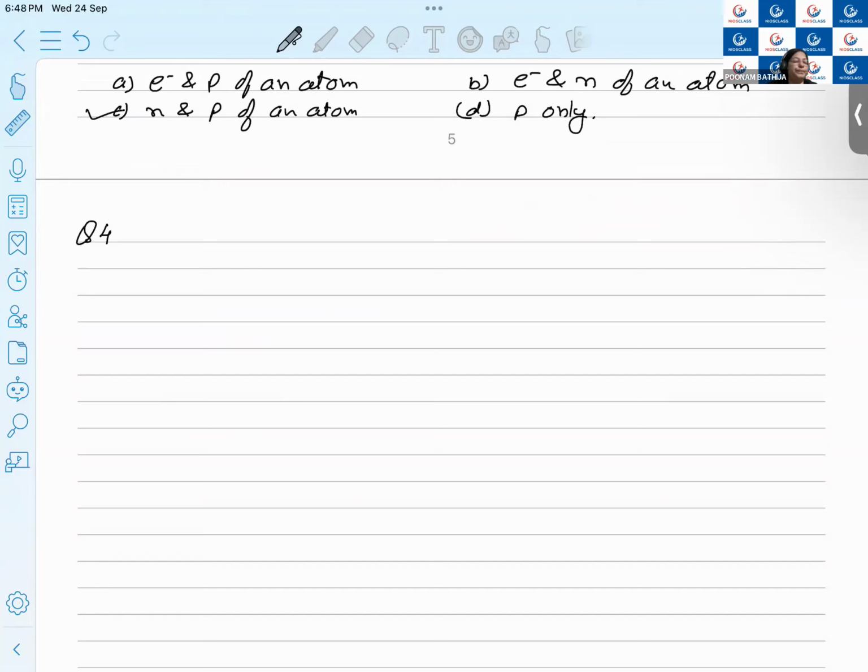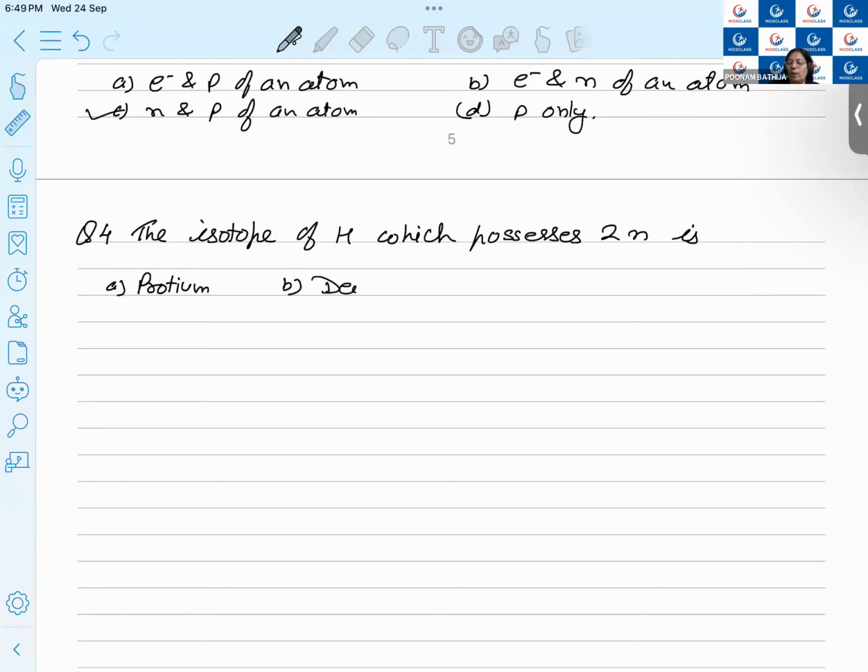Question number 4. The isotope of hydrogen which possesses 2 neutrons is protium, deuterium, tritium, both deuterium and tritium.